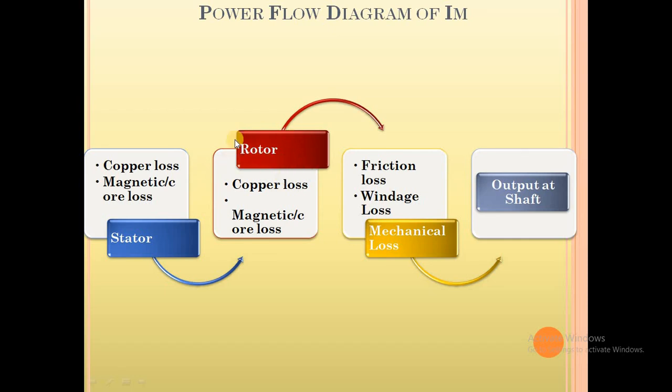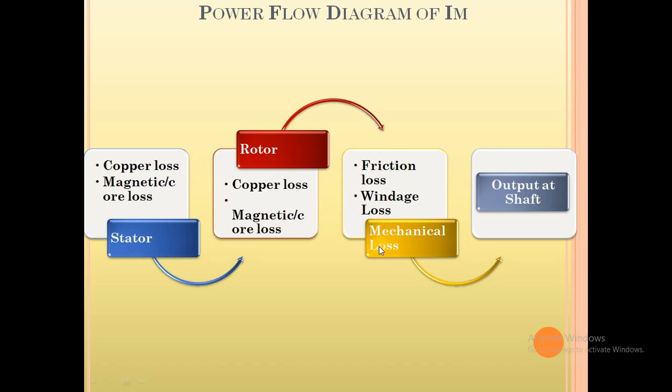After that, this stator magnetic field links with the rotor, as we have seen in the previous slide. Due to the linking, there will be induction of voltage or EMF in the rotor circuit, and since the rotor is a closed circuit, current is produced, and due to the rotor current there will be a copper loss, that is rotor copper loss. Then there will also be a magnetic circuit loss or core loss.